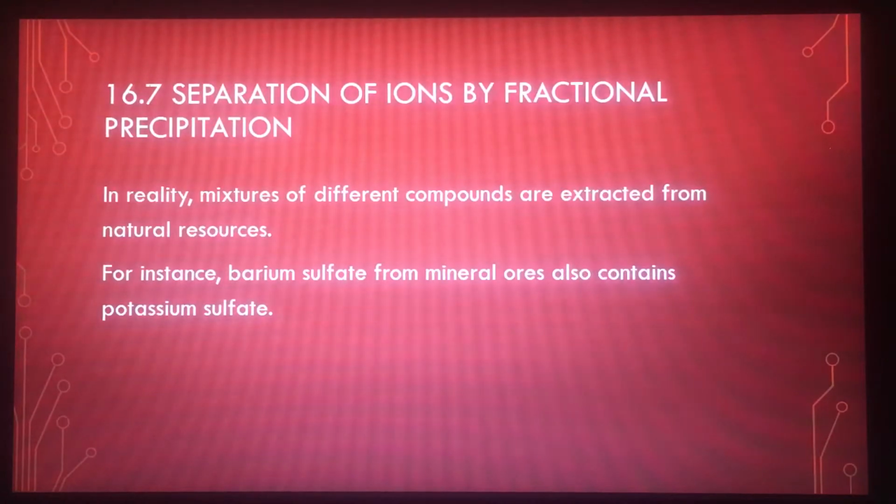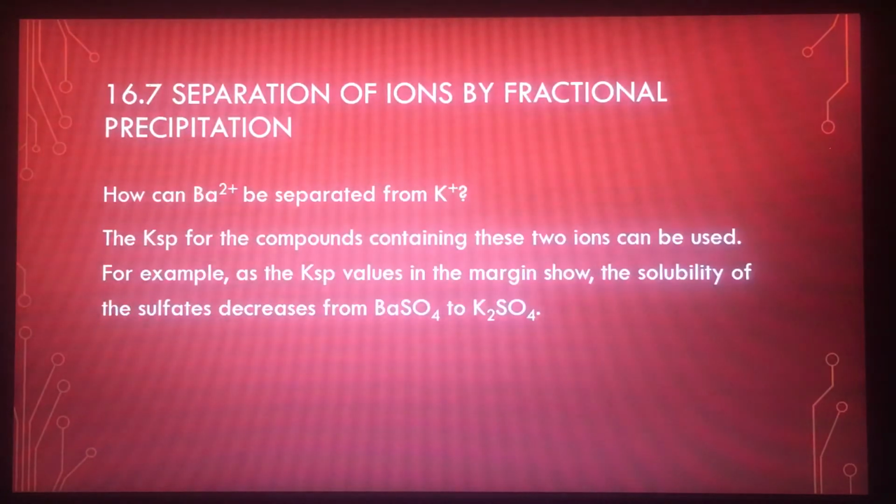So this means that if we extract a compound or a solid in a natural resource, it may have impurities, or that means it is 99 or 90% of what we are extracting. So how do we separate this? Take note, we have barium sulfate and potassium sulfate, so we have the impurities, potassium sulfate.